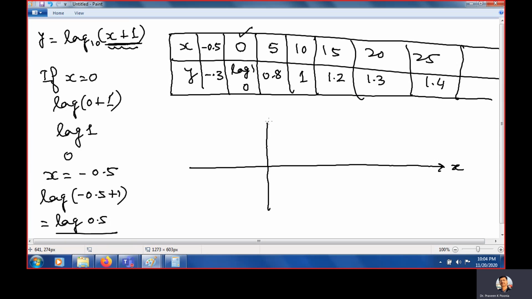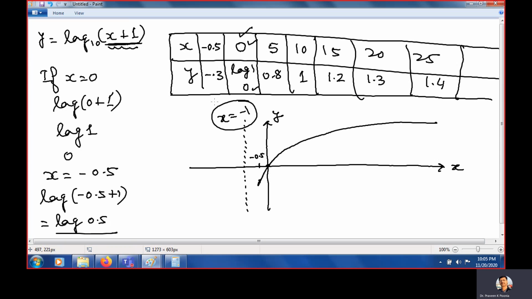This is x, this is y. Here the x was 0. So x is 0, the graph is 0. So the graph will be here. If I am taking negative 0.5, so here is negative. So the graph will start here. Previously the graph was starting here. Now the graph is starting here. Clear? So if you see, this is the limit. What is the limit? X is equal to -1.